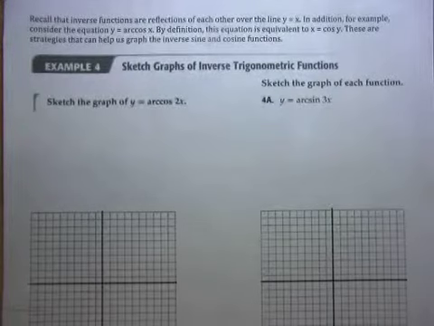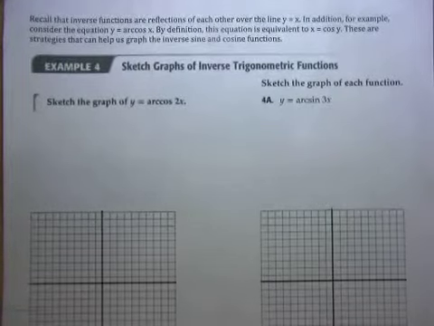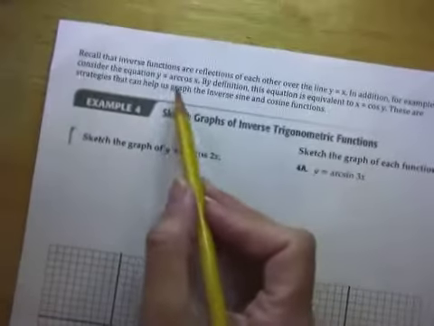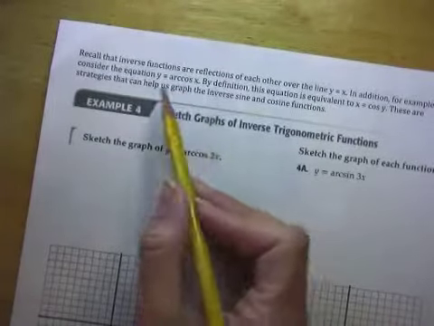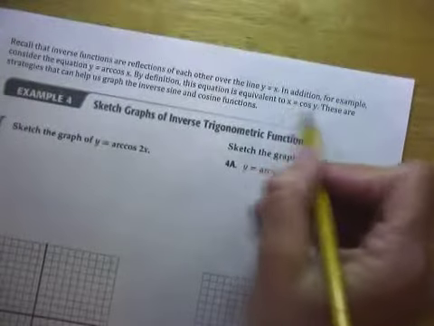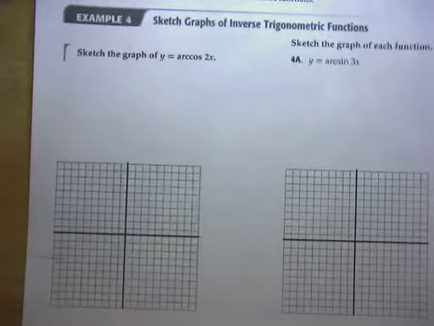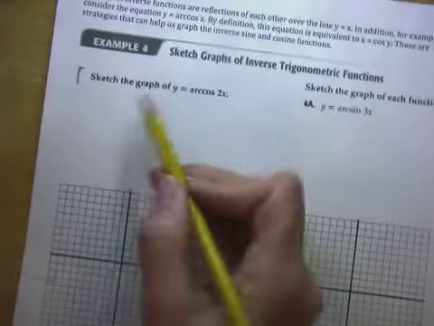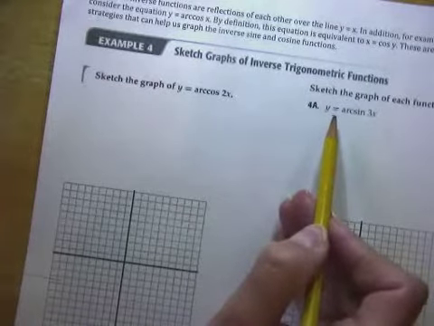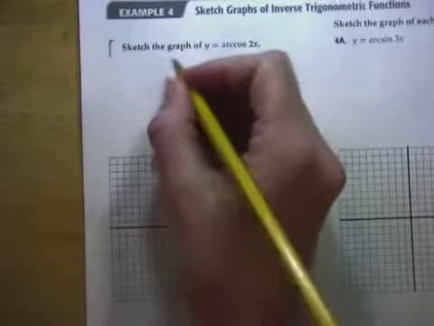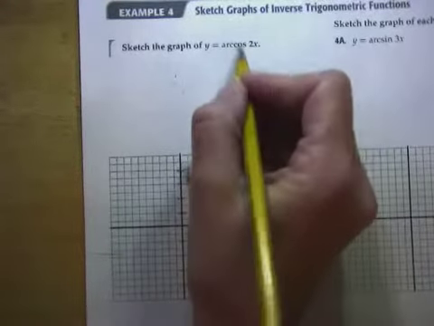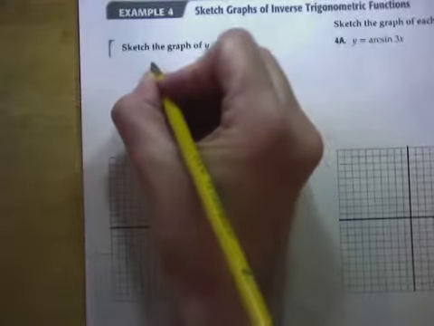Something that I hope will help is remember that the inverse of any function is the reflection of the original graph over the line y equals x. Another thing to consider is, for example, if I have the equation y equals arc cosine x, that equation is equivalent to this one. So that might be another strategy to take into consideration as you graph. I think a valuable strategy for us to consider in graphing this equation is that it is the inverse of, well, let's figure it out.